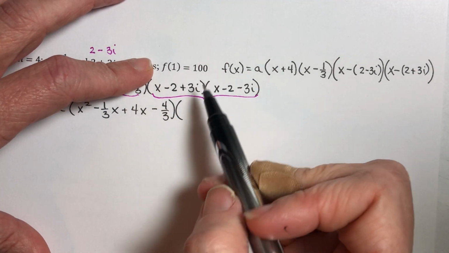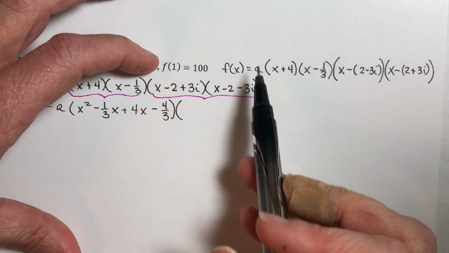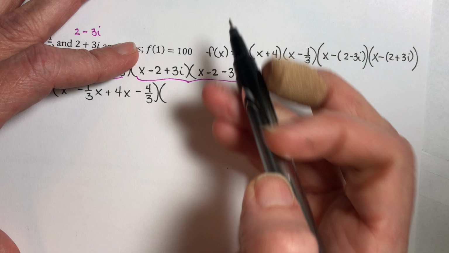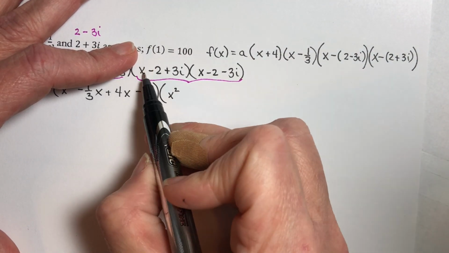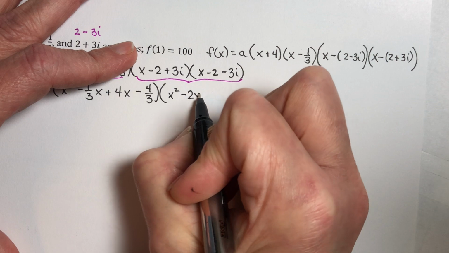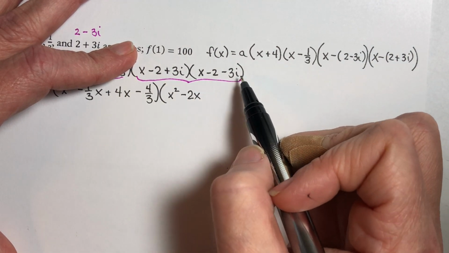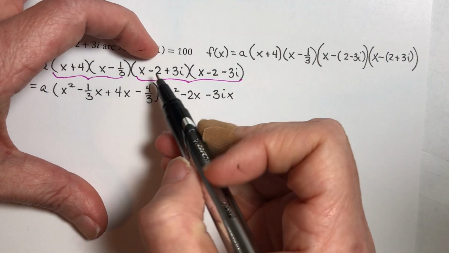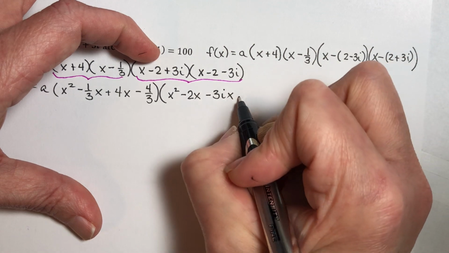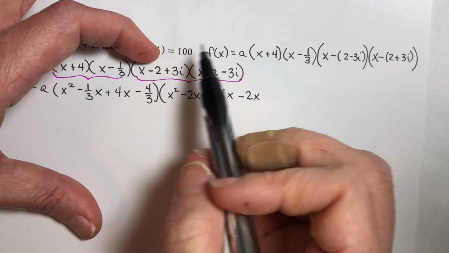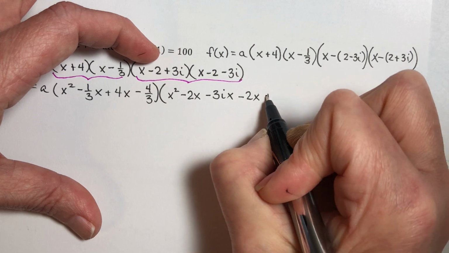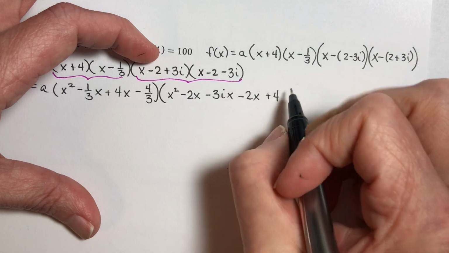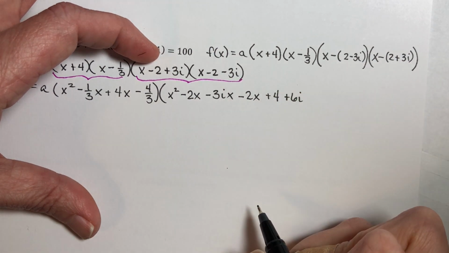This is a big distribution, and you will probably have cancellations in here because it did start off as a difference of squares, so we expect some cancellations. X times x is x squared. X times -2, -2x. X times -3i is minus 3ix. Now distribute the -2. -2 times x is -2x. -2 times -2 would be plus 4. -2 times -3i is going to be plus 6i.